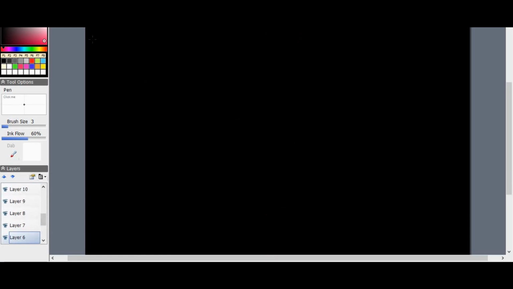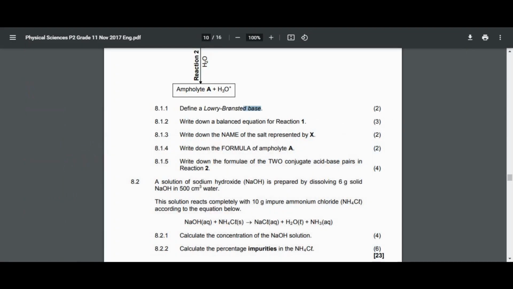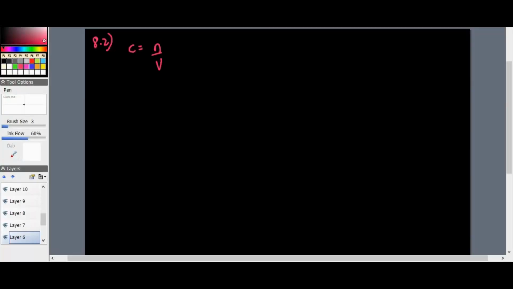Alright, let's go ahead and do that. Let's just clear up here quickly. 8.2, let me just get a full screen here. There we go. 8.2. Alright, so the concentration of that, let's use the formula. C is equal to n over V. What will be given in the question? We're given mass and volume. So if we got mass, we're probably going to have to bring in some molar mass as well. Okay, let's use this formula. Just going to transpose it into m over M times V.